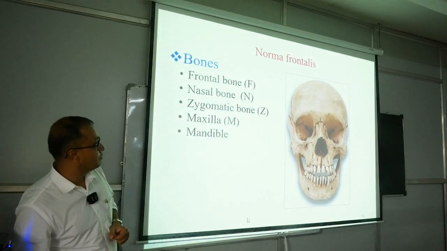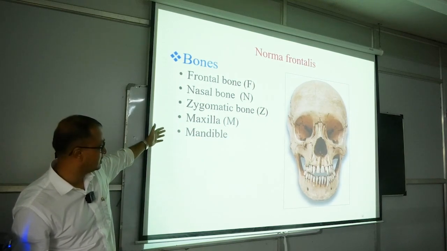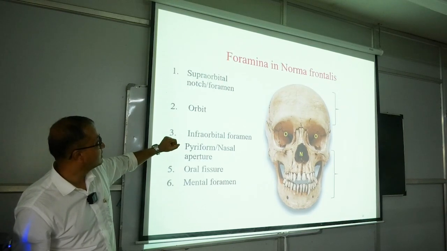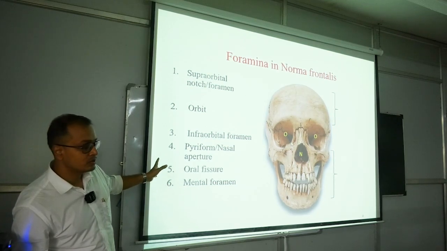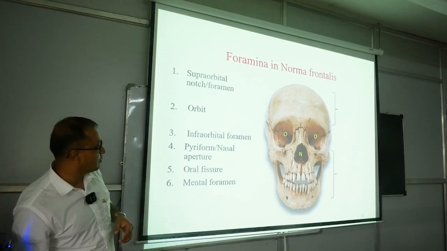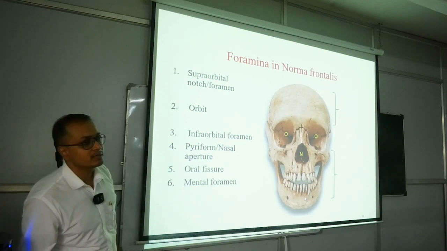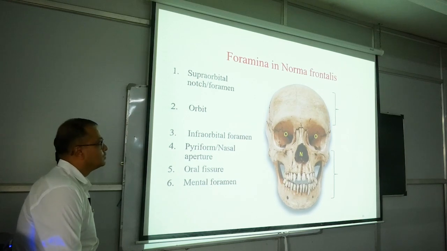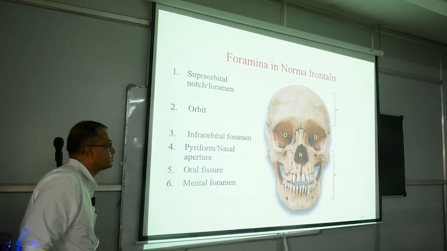So we'll see these bones, frontal bone, nasal bone, lacrimal bone, zygomatic bone, maxilla and mandible, making their contributions to the norma frontalis, along with the orbit and the nasal opening. You are going to see them, and the minor openings: the supraorbital foramen, infraorbital foramen and the mental foramen. These are the 3 additional foramina features present in this view. So whenever you are seeing this view from the front side, these are the things you should be looking at.